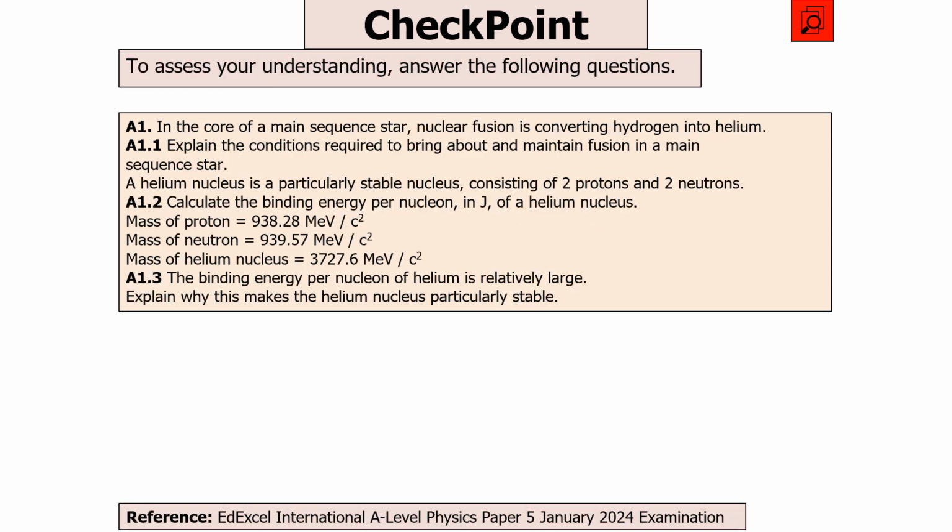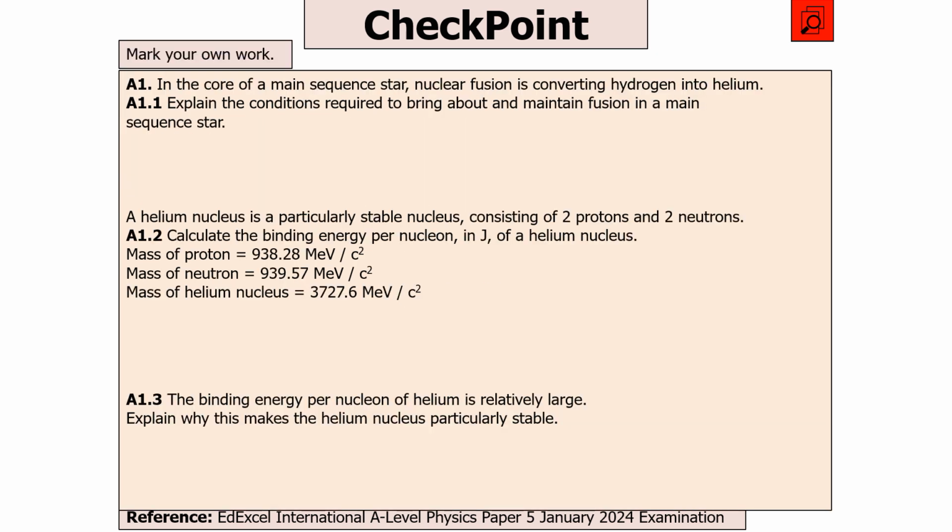In the next question, in the core of a main sequence star, nuclear fusion is converting hydrogen into helium. Explain the conditions required to bring about and maintain fusion in a main sequence star. A helium nucleus is a particularly stable nucleus containing 2 protons and 2 neutrons. Calculate the binding energy per nucleon in joules of a helium nucleus. Then, the binding energy per nucleon of helium is relatively large. Explain why this makes the helium nucleus particularly stable. So pause the video now, then unpause the video when you want to go through your answer.